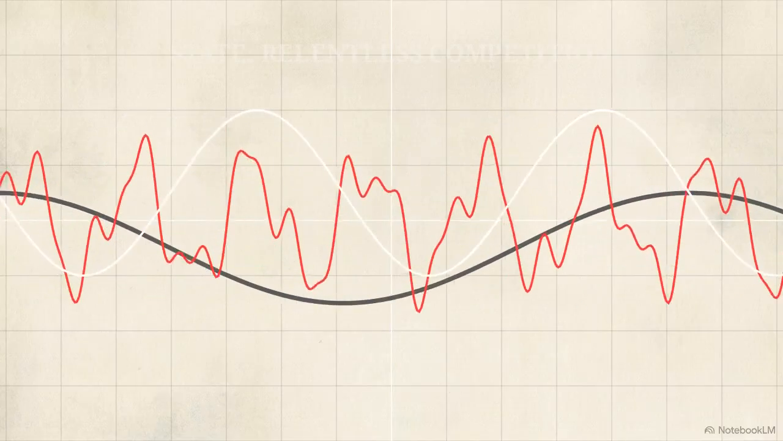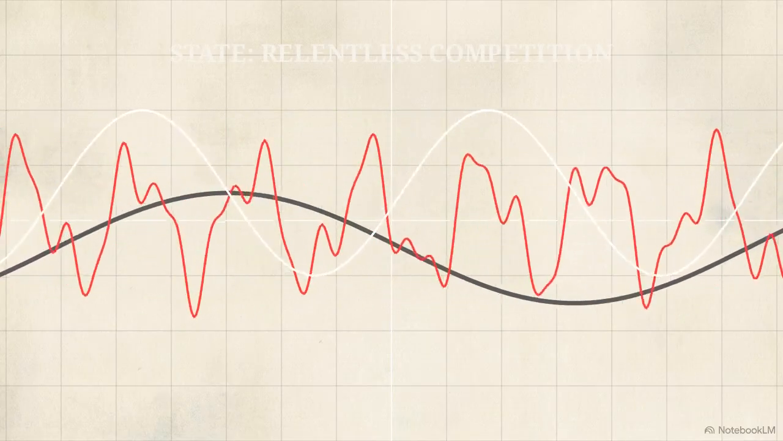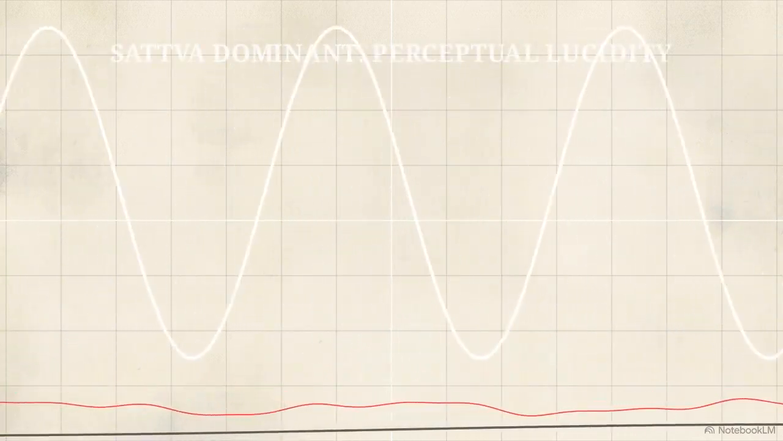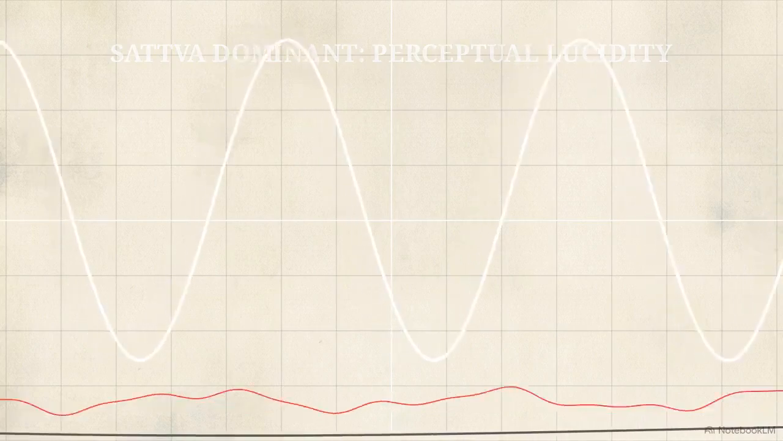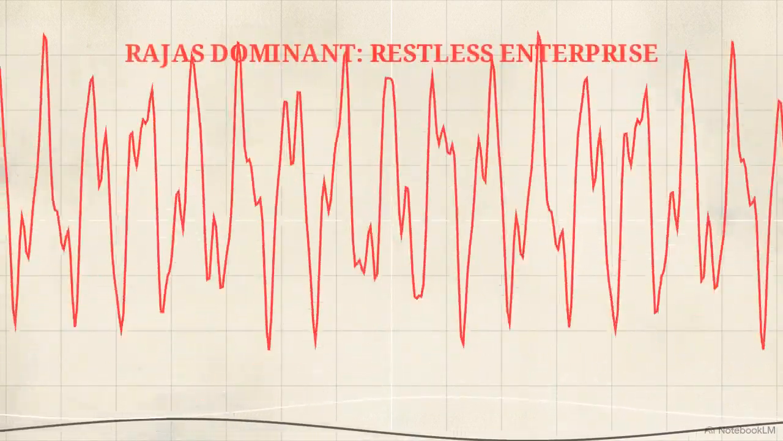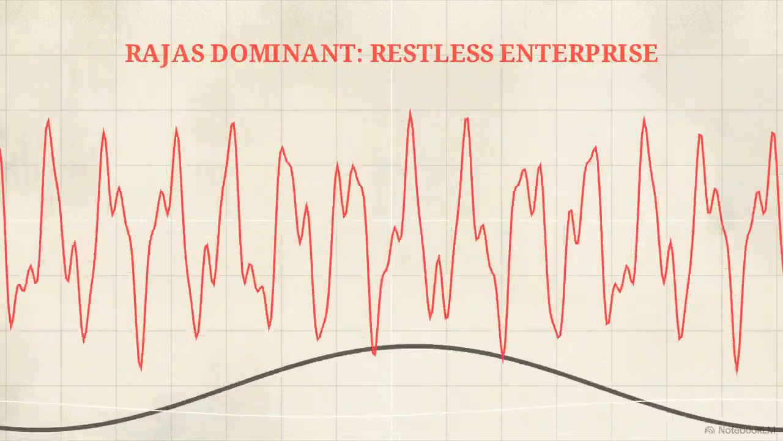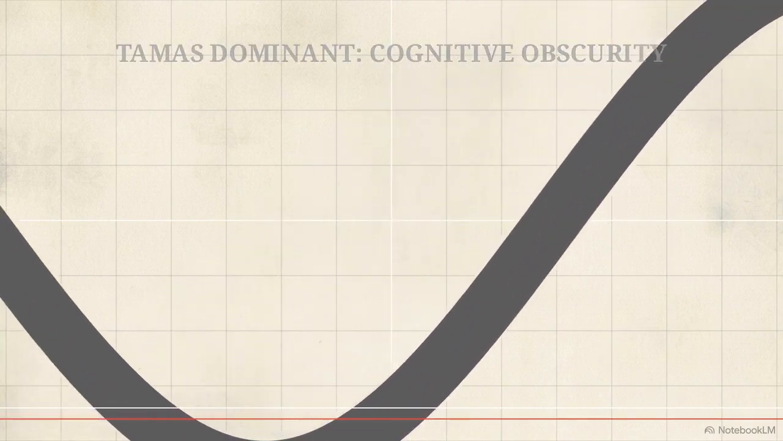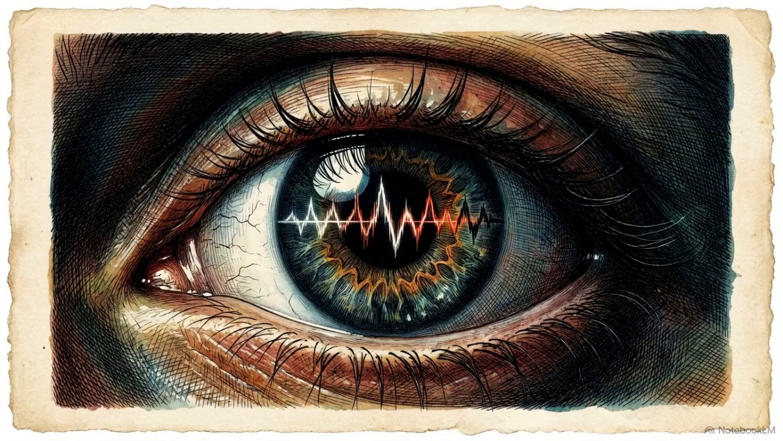These three gunas are in relentless competition. When one asserts dominance, it subdues the others. Sattvic dominance brings perceptual lucidity. Rajasic dominance manifests as greed and restless enterprise. Tamasic dominance results in cognitive obscurity and chronic mental lethargy. The Bhagavad Gita transforms abstract philosophy into a practical diagnostic tool, allowing us to observe internal emotional fluctuations without self-condemnation.